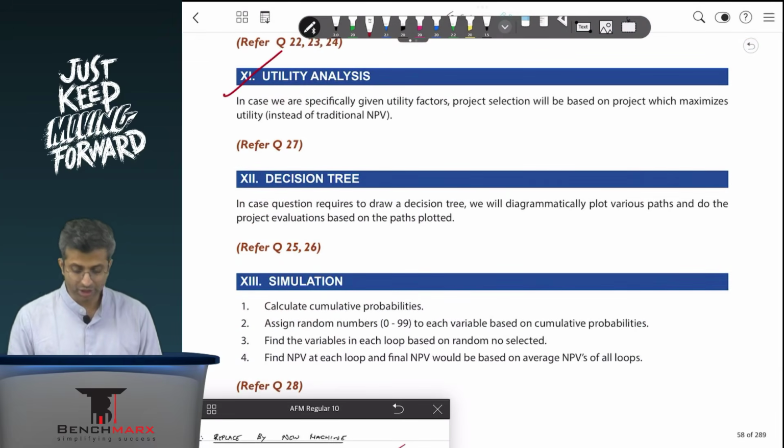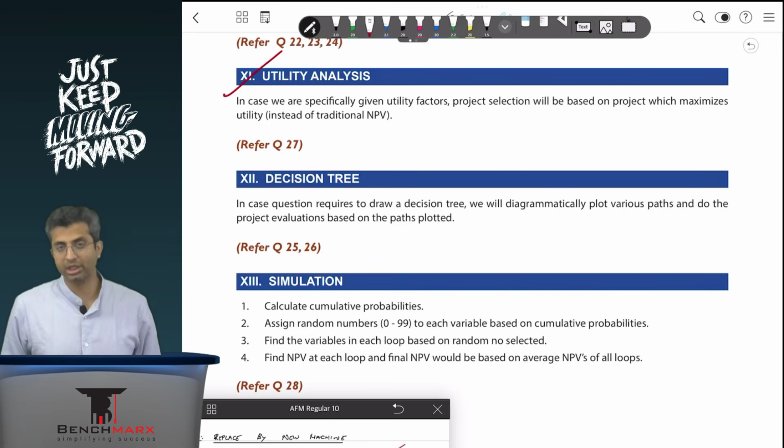Achha, then we have utility analysis. Utility analysis has come in one of the recent November 24 or so RTPs, but not made it to the main exam. This is for an investor who values utility. Now, generally we believe investors are rational, and rational investors would say whichever project gives me the highest NPV is the project I should select.